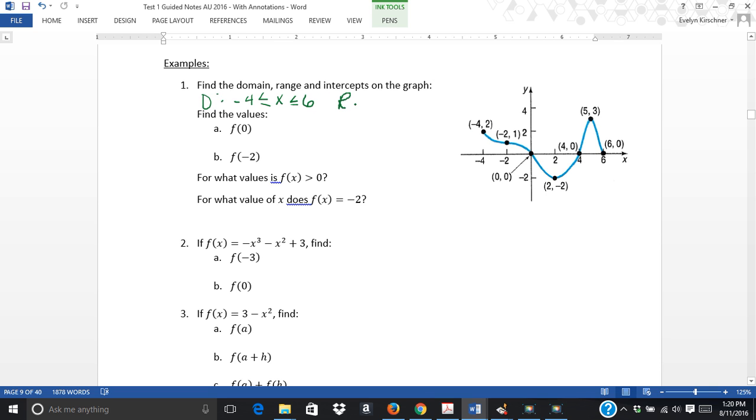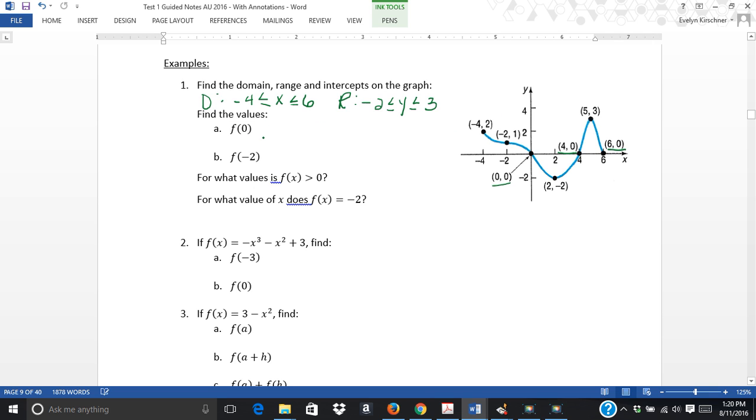My range is, let's see, my highest value is 3 and my lowest value is -2. So it's -2 less than y less than 3. And finally, where are my intercepts? I have three intercepts: one at (0, 0), one at (4, 0), and one at (6, 0). And you would want to list those.